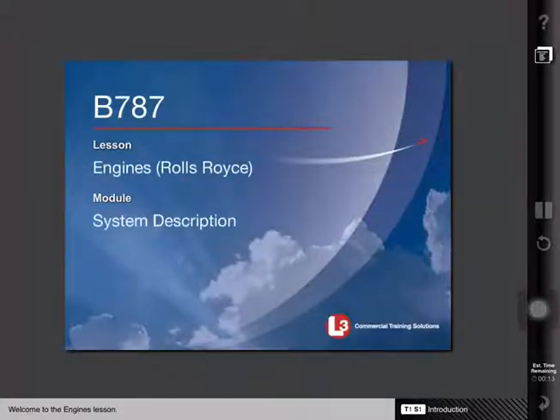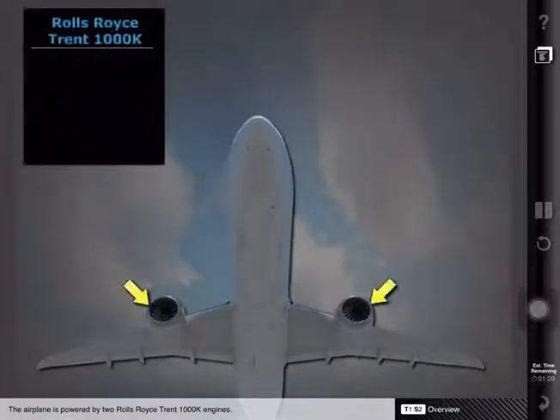Engines lesson. In this lesson, you will learn about the aircraft's two engines and their respective components and controls. In addition, we will review both normal and non-normal engine indications. The airplane is powered by two Rolls-Royce Trent 1000K engines.